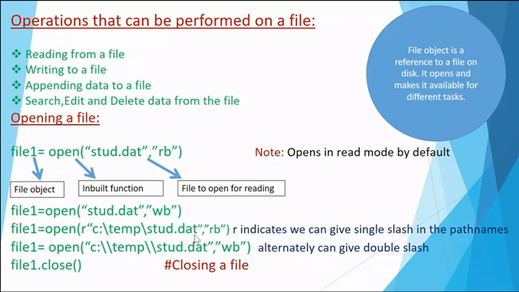Here I have used the absolute path. So I have given the entire path: C, in the C folder, in the temp folder it is there. r means it is in raw format. If I don't want to use raw format, I have to use 2 slashes, indicating that slash is an escape sequence. Clear? How do I close it? file1.close() is going to close it.